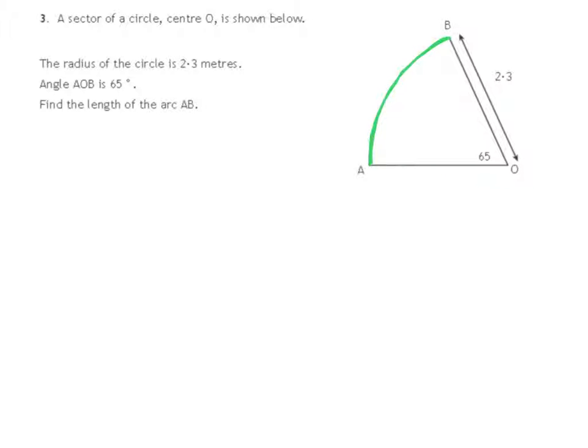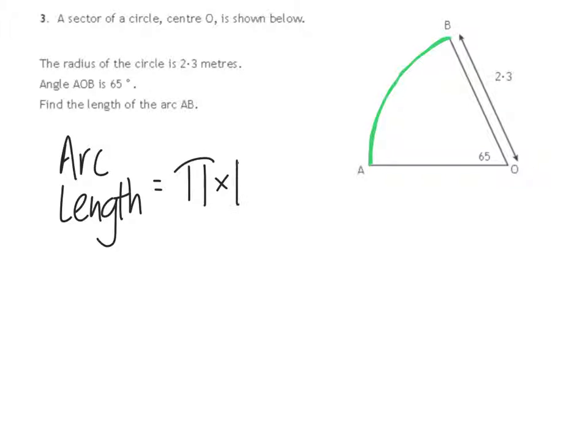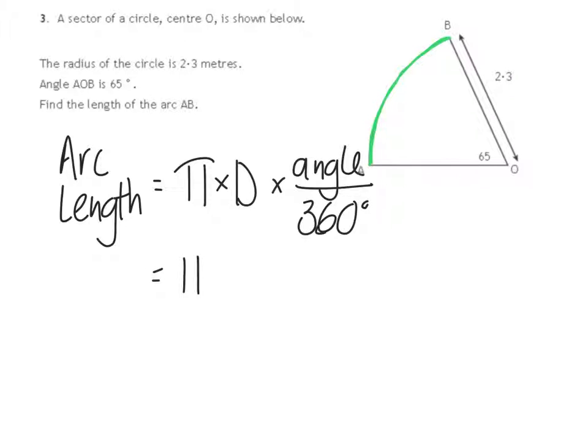So as we said, it has something to do with the circumference, and the circumference of the circle is equal to pi times the diameter. So the arc length contains that also. So our arc length formula is pi times the diameter multiplied by our angle divided by 360 degrees. So that's pi multiplied by our diameter.